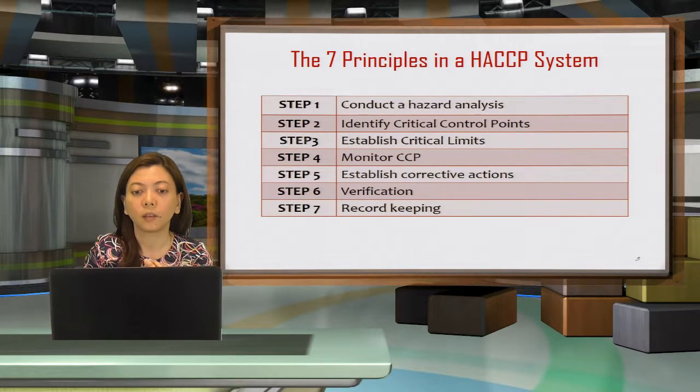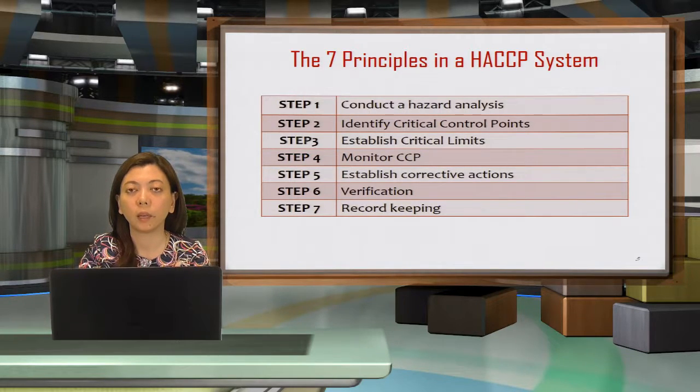The second step is to identify critical control points. Identifying critical control points is actually a kill step process whereby it eliminates or reduces the hazards to an acceptable level. So for example, if you are to serve meat, definitely you will have to cook it to reduce the hazards.